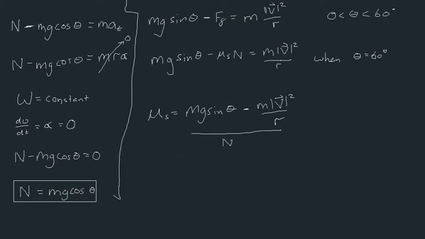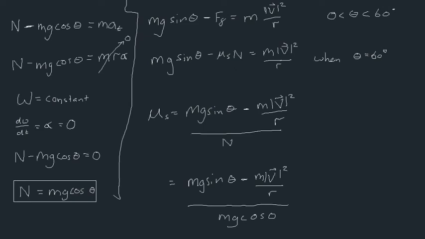Alright, consequently now, notice that we've got this pesky N sitting in the denominator, right? Well, fortunately for us, we calculated what N was equal to in the previous set of equations we had. So we can make that substitution now and say that mu s is going to be mg sine theta, or remember, theta is 60 in our case, minus mv squared on r, all divided by mg cosine theta.